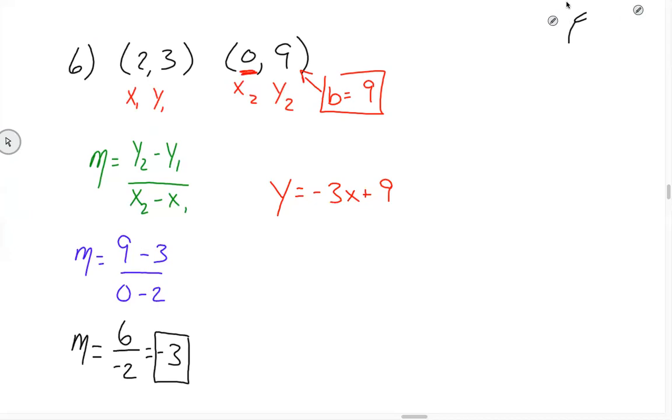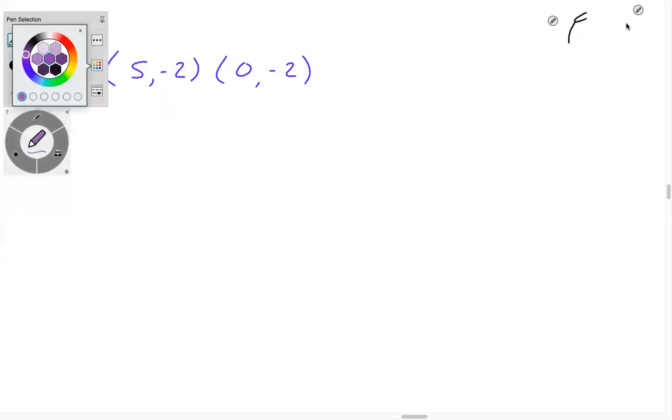All right. So that was number 6. Number 7, same thing. 5 comma negative 2, and the point is 0 comma negative 2. Sophie, first step, what is it? Label. What did you say? Label. So we're going to label it x1, y1, x2, y2.